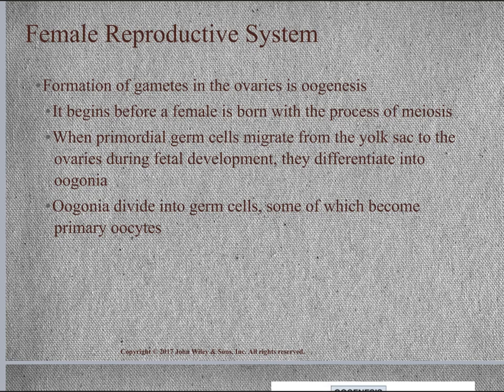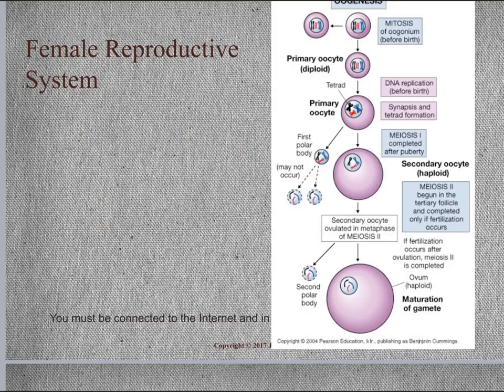When the primordial germ cells migrate from the yolk sac to the ovaries during fetal development, they differentiate into oogonia. The oogonia divide into germ cells, some of which become primary oocytes. Let's put it to picture to understand what's going on here. So our overall process is oogenesis.